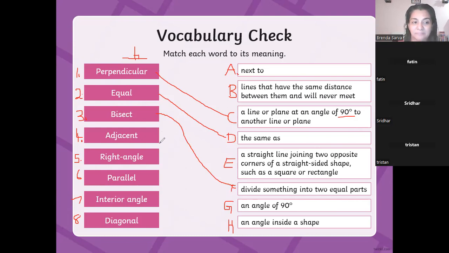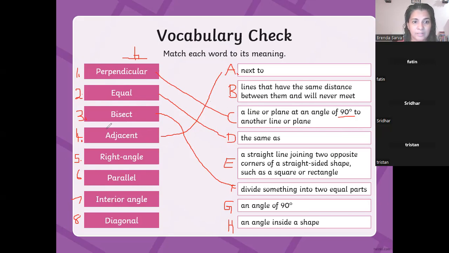Adjacent. What does that mean? What is adjacent? It's not a very complicated term. It's a very simple thing. No, it's not B. No, it's not E either. It's A. Adjacent means next to. So who is sitting next to you? Who is adjacent to you? You understand? No, A and B is not the same. B is completely different.